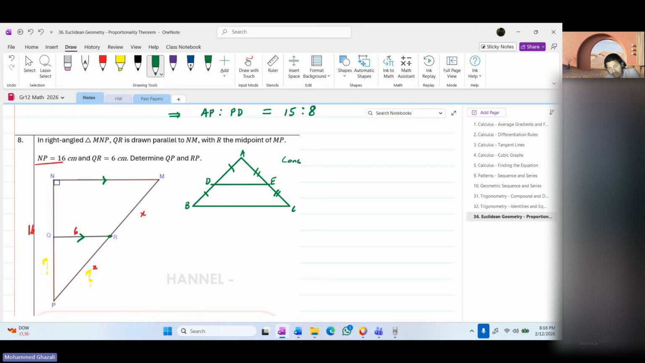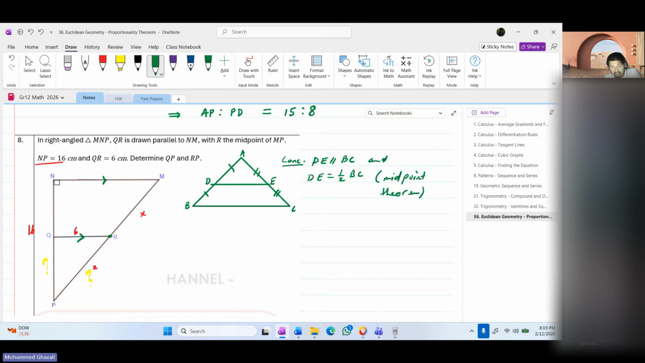What's your conclusion here? Your conclusion is that DE is parallel to BC, and DE is equal to half BC. And what we say is the reason, which is very important: midpoint theorem.